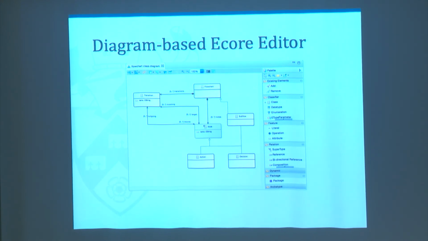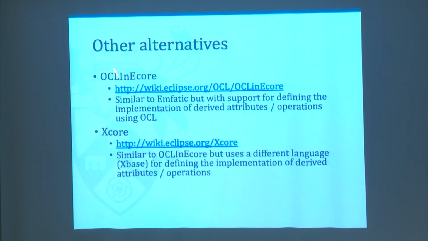I personally prefer typing to pointing and clicking. And then there are two alternative textual syntaxes, very similar to Emfatic. One is called OCL in eCore, and it supports also defining the implementation of operations using a language called OCL. And then there's Xcore, which is very similar, but it uses a different expression language for defining the implementation of operations. It's really a matter of preference. Any of the three languages would do.